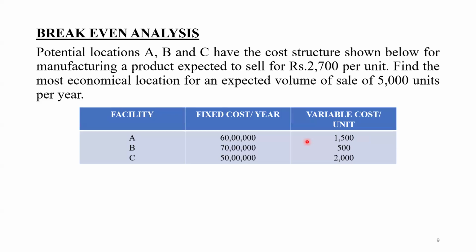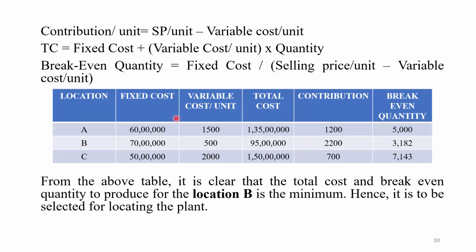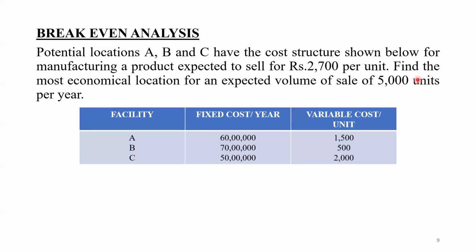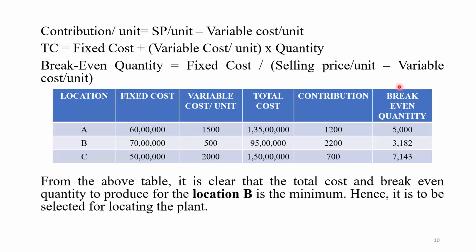For each of the facilities, I have three facilities. So till this part, I have location, fixed cost, variable cost per unit. I have this in my question itself. So how I calculate my total cost is fixed cost plus variable cost per unit into quantity. So what would my fixed cost be? 60 lakh plus 1500 into what would my quantity be? 5000. So if you calculate, it will be 1 crore 35 lakh.